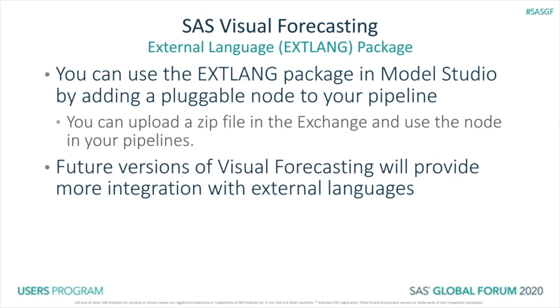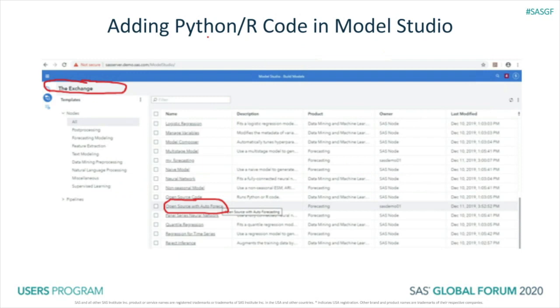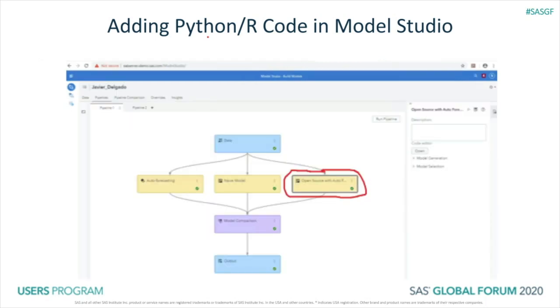You can also use it through the GUI, although that's kind of limited since this is a new package. But here I'll just show some screenshots of how you would integrate external language code into Model Studio. You can use the exchange to add, for example, an open source node to use as part of your automatic model selection process. And once you do that, you can see when you create a pipeline that it will be part of your pipeline.